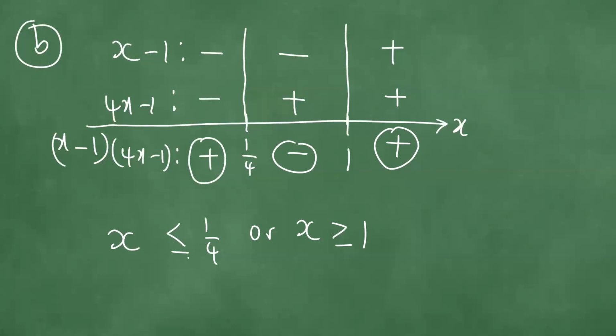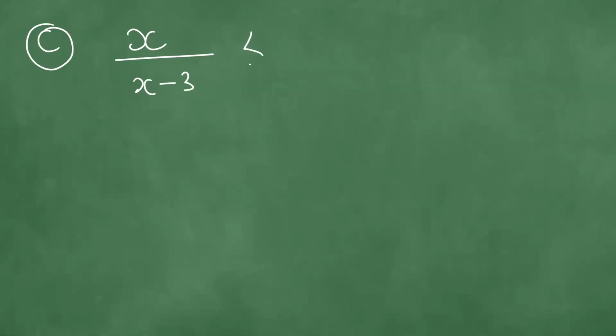Okay. The next question is part C. What is part C? We are given x over x minus 3 is less or equal to 0. At this point, we're interested in what we call the critical values.